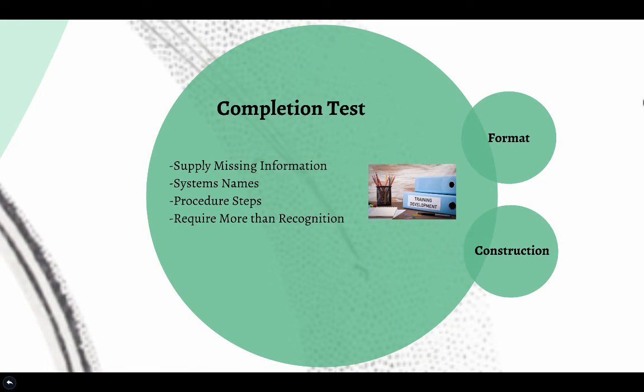Completion test items are free response items in which the student must supply the missing information from memory. You may make completion items into listing test items in which students must list required answers such as system names, procedural steps, and so forth from memory. The advantage of completion items over multiple choice or true-false item tests is that completion tests require more than simple recognition of information. That is, they eliminate the possibility of guessing.